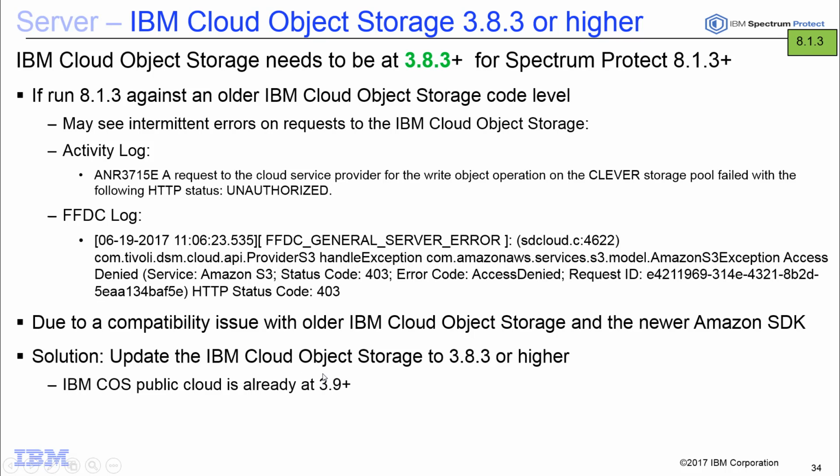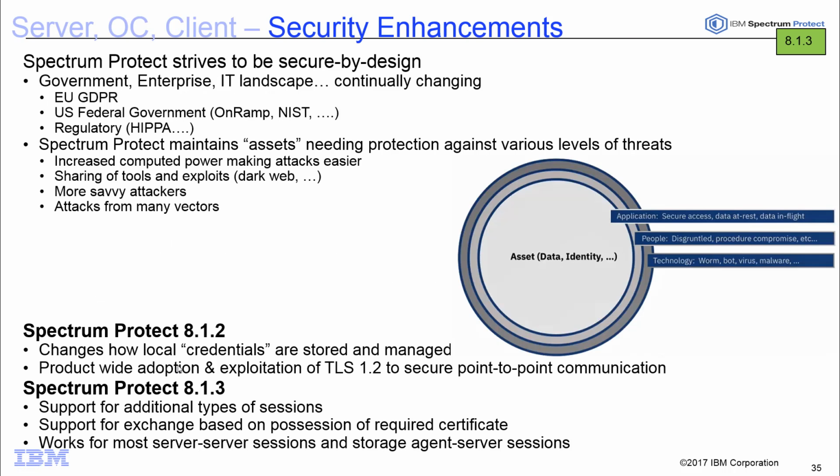In Spectrum Protect version 8.1.2, we made some updates to security enhancements. This was to keep Spectrum Protect secure by design. So in Spectrum Protect 8.1.2, we changed how the local credentials are going to be stored, as well as we did a product-wide adoption and exploitation of TLS 1.2.